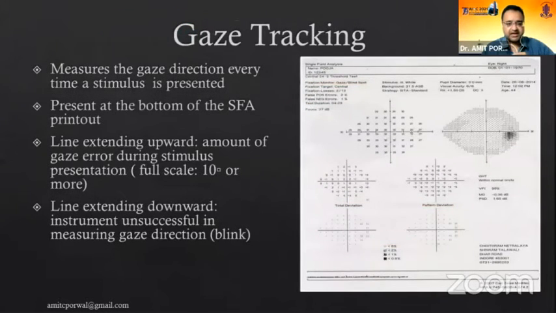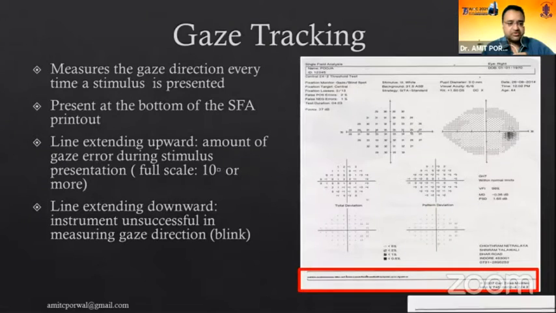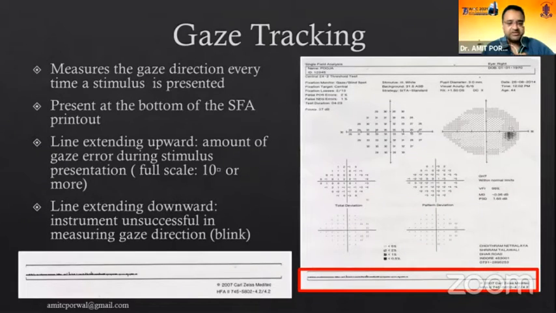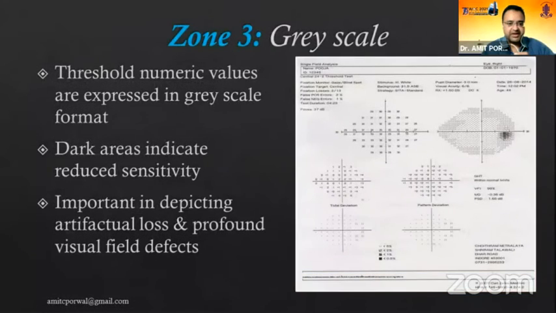So this is gaze tracking. Basically, you can see it measures the gaze direction every time a stimulus is present. It is present at the bottom of the single field analysis printout. The line extending upward amounts to a gaze error during stimulus presentation, and the line extending downwards is basically the instrument being unsuccessful in measuring the gaze direction, that is a blink.